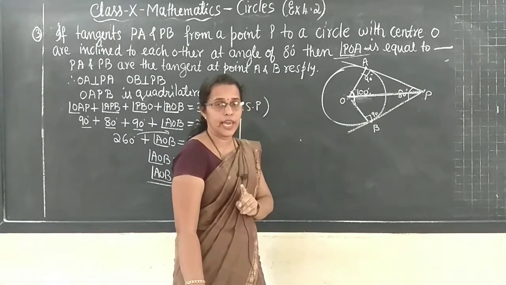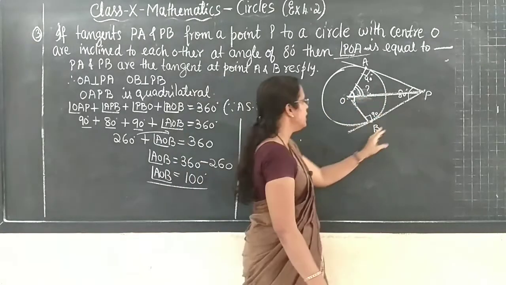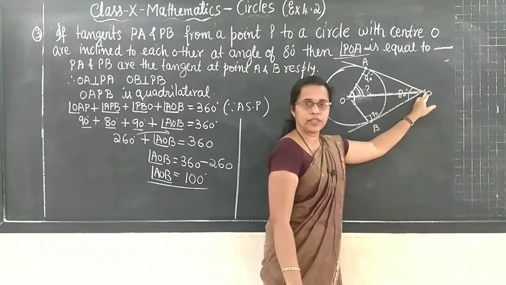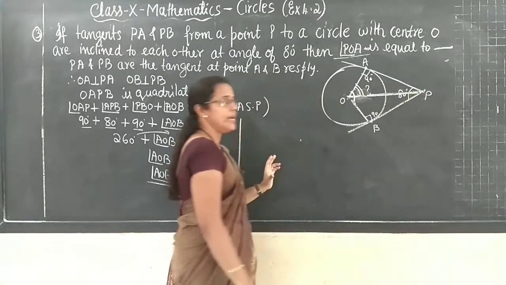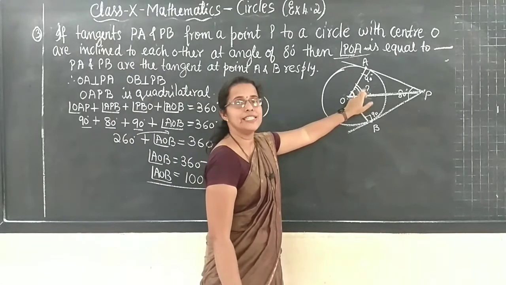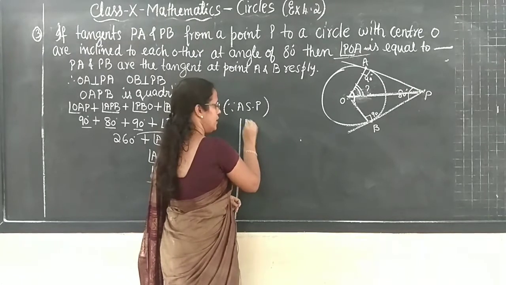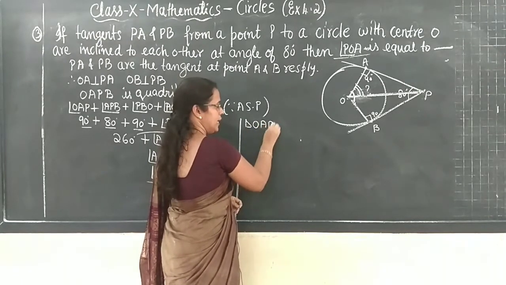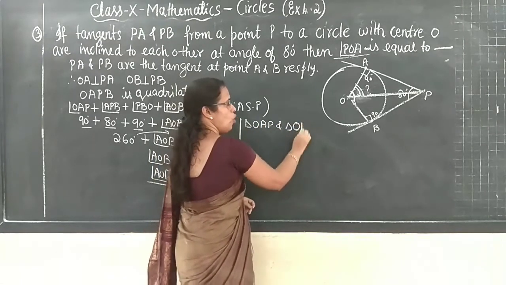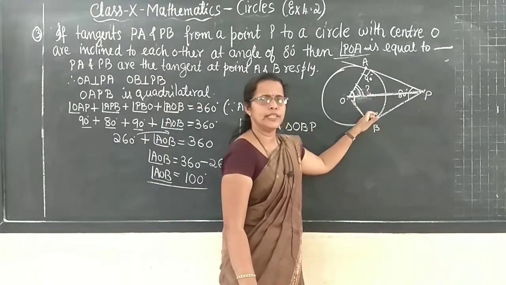First you have to say these two triangles are congruent, OAP and OBP. So they are congruent means I have to prove it. Otherwise I cannot find how much angle this is. So take the main triangles, triangle OAP and triangle OBP. Congruence is already proved in theorem number 2.